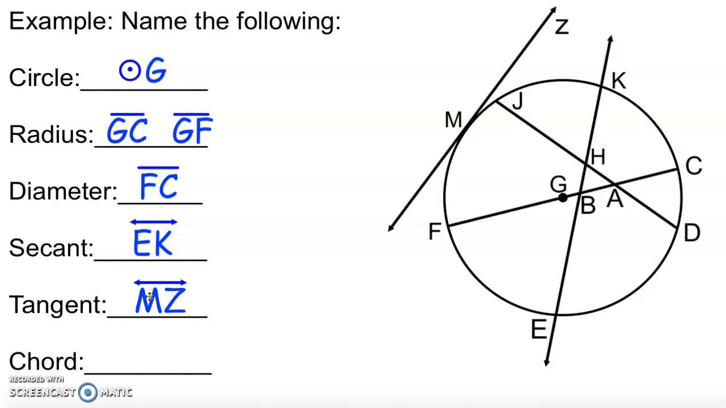And then chord. There's actually several chords here. Segment FC is a chord. It's a diameter, but it's a chord. I've got segment EK, not line EK, but segment EK is a chord here. But something that's just all by itself as a chord and not doing anything else would be this one right here, which would be segment JD or chord JD. There are actually other ones here, but in this case, the one that's only serving the purpose of a chord is segment JD.